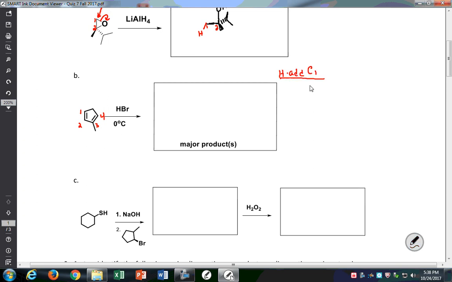So this is if H was adding to carbon 1. Still have my double bond between 3 and 4 because my H added to carbon 1. That leaves my carbocation here on carbon 2. And then we do have a resonance structure because that is in conjugation.